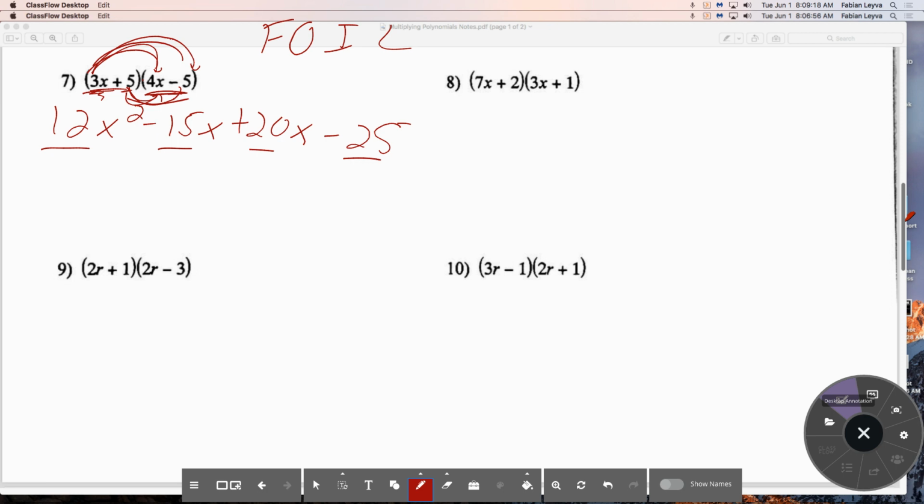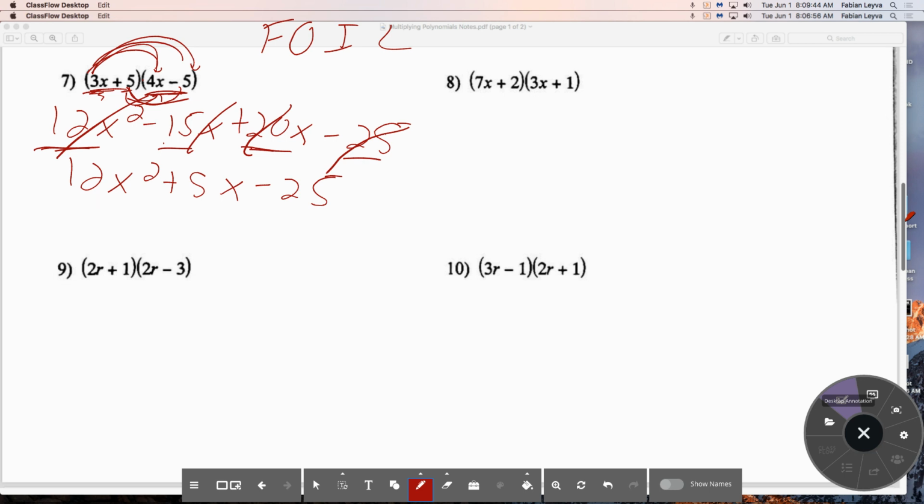Yeah, right? Now, notice that this is 12x squared. Is there any other x squared? No, so I'm just going to bring it down. Now, notice that you have a negative 15x and a positive 20x. Those are like terms because they both have x's, so you can add those. Keep in mind that when you are adding, you add the coefficients, so you'd end up with a positive 5, but your variable doesn't change at all. And then 25 can't be combined with anything else, so you just bring it down.